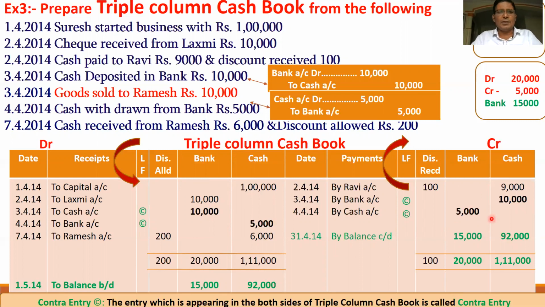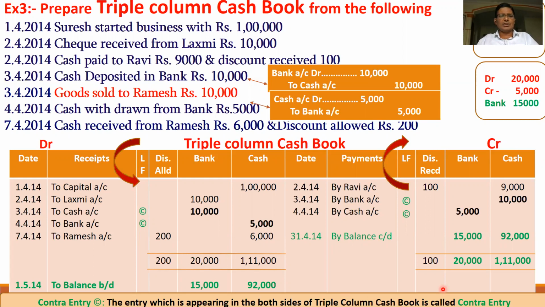The unique feature of the triple column cash book is the contra entry. Know this very well. The entry which appears on both sides of the triple column cash book is called a contra entry. There are three cases we come across regarding contra entries.